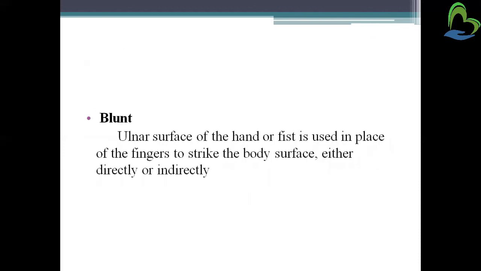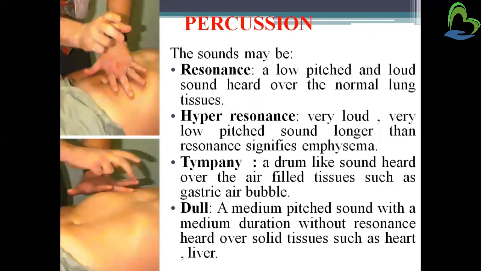The third one is blunt percussion. You are going to use the ulnar surface of the hand or the fist in place of the fingers to strike the body surface, either directly or indirectly. In percussion, there are different sounds. The first sound is resonance, a low pitch and loud sound heard over normal lung tissue. So resonance is normal when you are percussing the lung area.